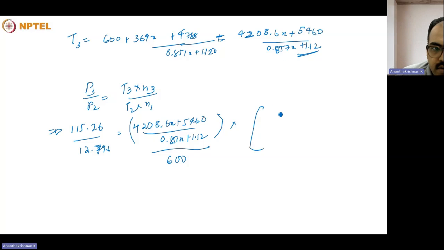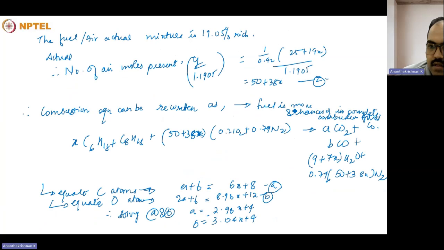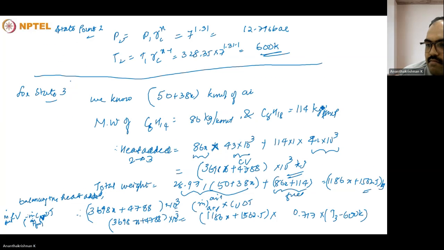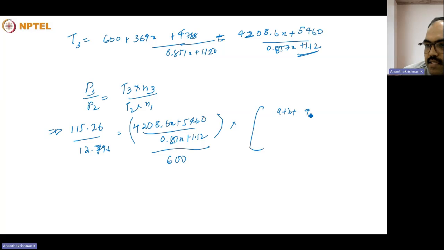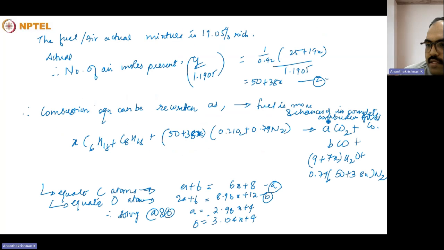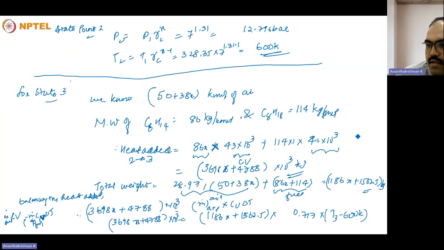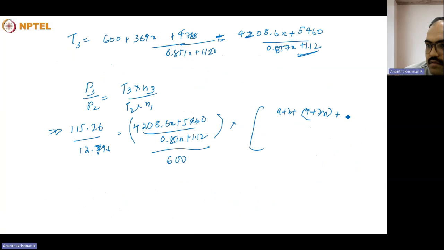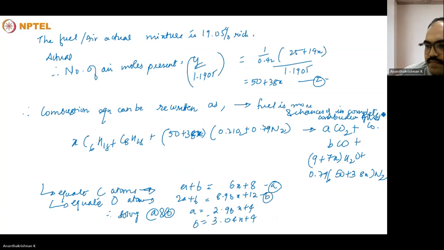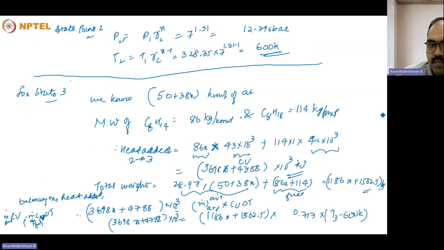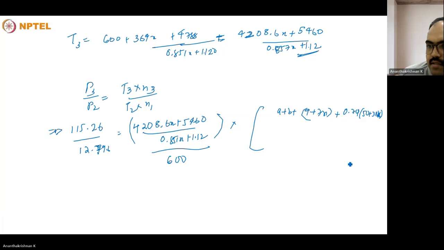So the right hand side will be equal to A plus B plus 9 plus 7x, plus 0.79 into (50 plus 38x). And the left hand side will be 51 plus 39x. Therefore, you can calculate x from this one. So x will become 0.1 after solving this.